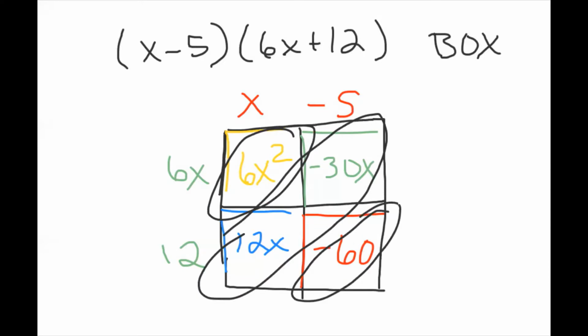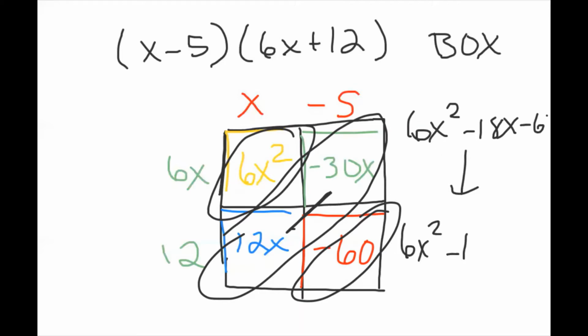So in this case, 6x squared, there is no other like terms like 6x squared. So we're just going to have 6x squared. And then -30x and 12x are in fact alike because they have the same exponent and the same variable. So -30x combined with 12x is going to give me -18x, and then -60. Let me rewrite that down here. 6x squared minus 18x minus 60.